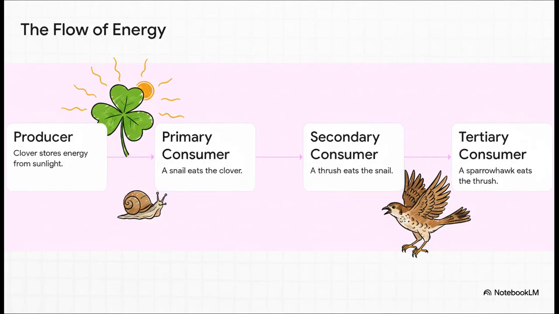Okay, let's look at a classic example here. It all starts with a producer. In this case, some clover. It's soaking up energy from the sun. Then along comes a primary consumer, a snail, and it eats the clover. Next up, the snail gets eaten by a secondary consumer, this thrush. And finally, at the very top, you've got a tertiary consumer, like a sparrowhawk. See? It's just a simple, straight line of energy flowing from one thing to the next.